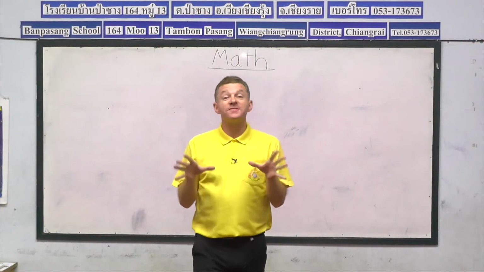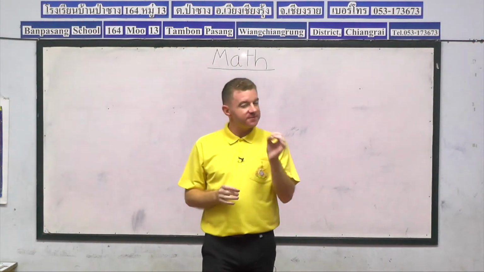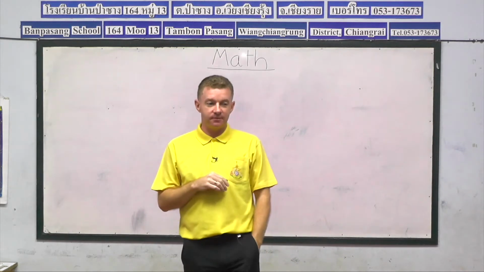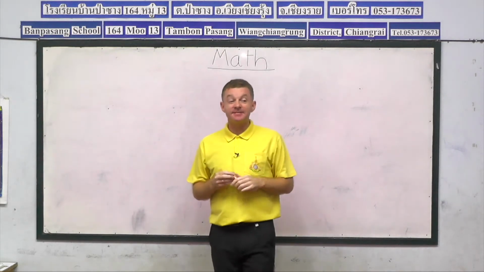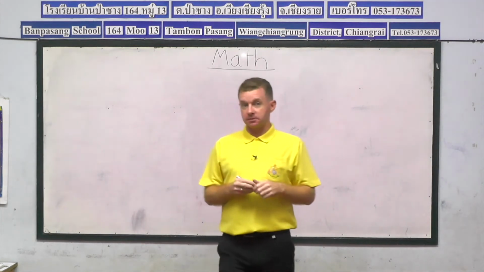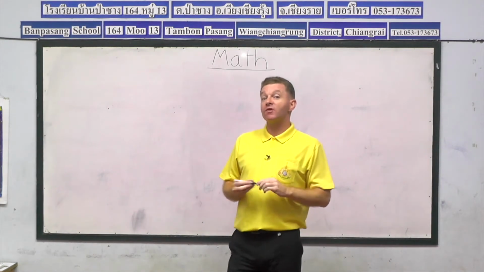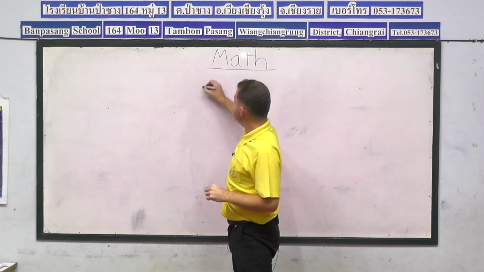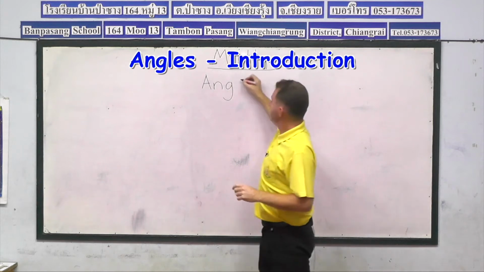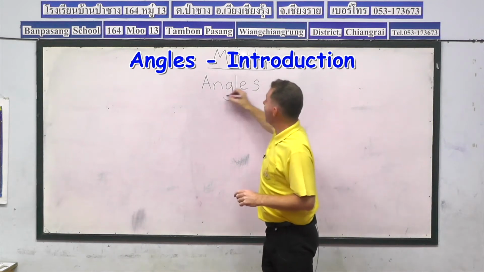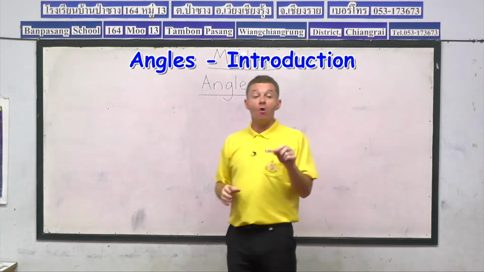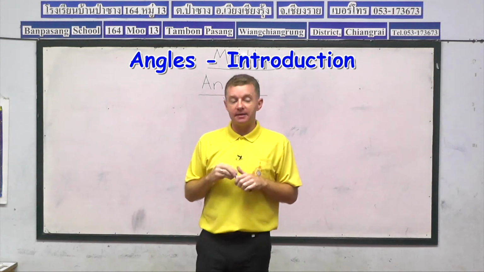So welcome to today's math lesson. But can anybody tell me, guys, what topic did we begin learning about in the previous math lesson? Any ideas? Angles, correct. Well done. We began learning about angles. So let's write that word on the board first of all. Angles is spelled A-N-G-L-E-S. Angles.